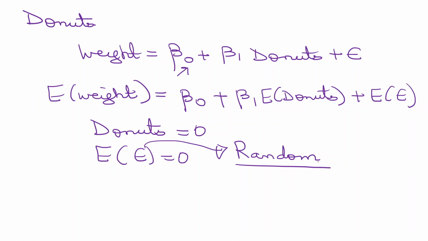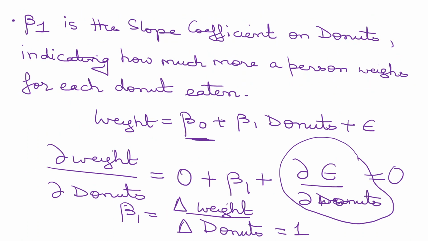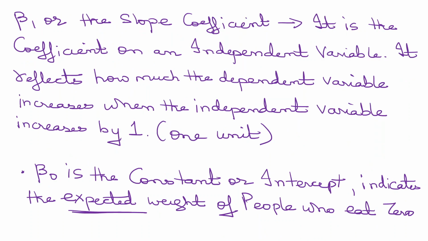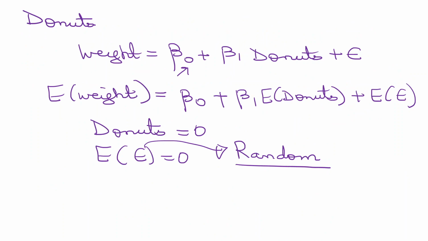So two things we discussed regarding the error term. One is that there is no impact of a change in donuts on the error term, and the other is that the average value of the error term is assumed to be 0. So these two assumptions we have taken here. In this case, when donuts is equal to 0, beta naught will give you expected weight. So the intercept is the average weight of people who do not consume any donut.